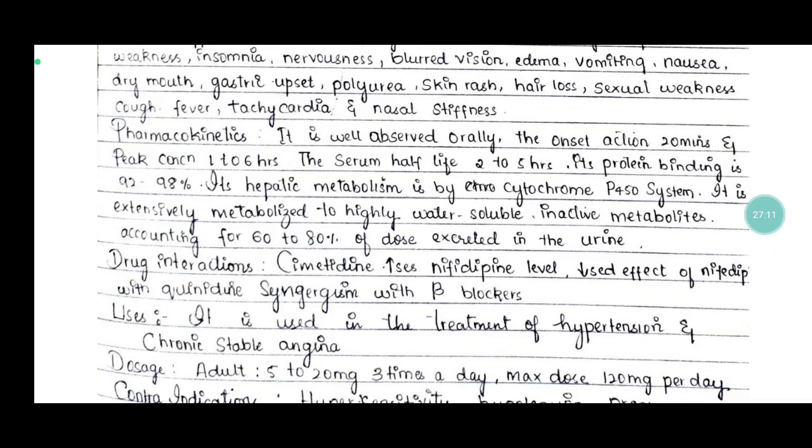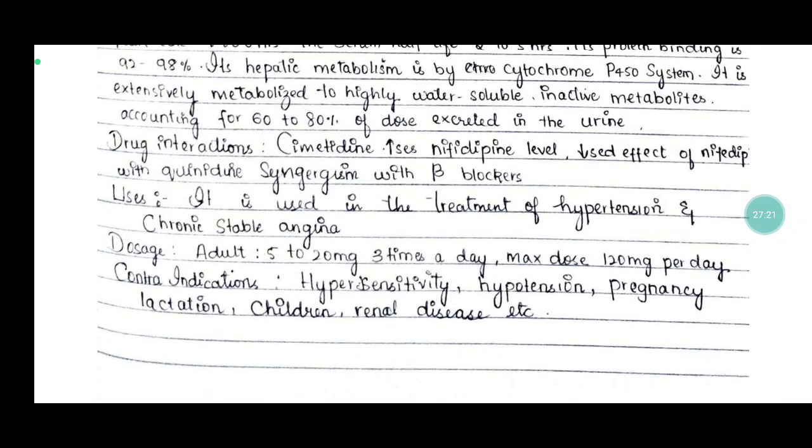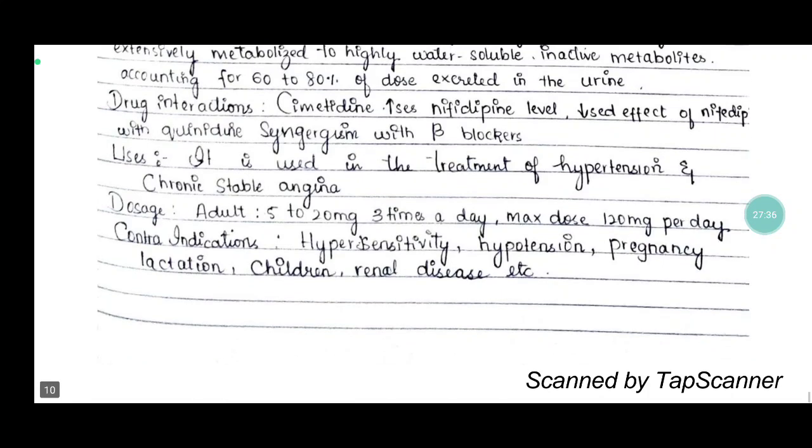The clinical uses of nifedipine: it is used in the treatment of hypertension as well as chronic stable angina. The adult dose is 2 to 20 mg three times a day, with a maximum dose of 120 mg per day. Contraindications are hypersensitivity, hypotension, pregnancy, lactation, children, renal diseases, etc.